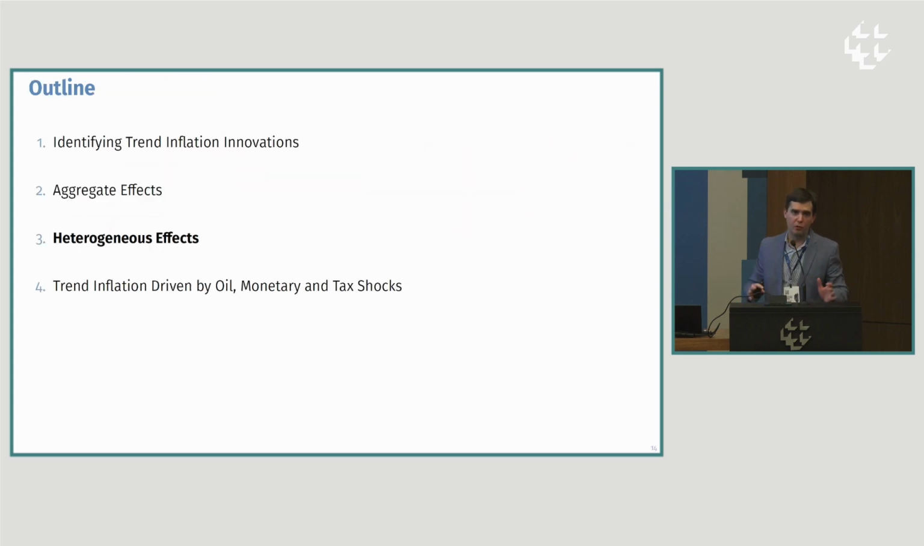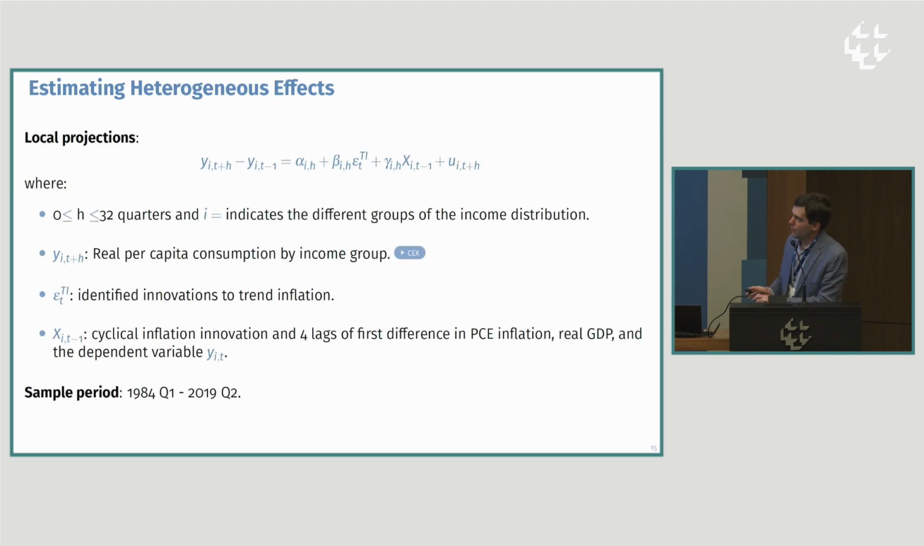So now we move to heterogeneous effects. We are getting this drop in consumption, and the first question that I want to ask is: is this split homogeneously across different types of households, or is this explained by a particular group of households that is declining their consumption? So we want to see if there is some heterogeneity across households.